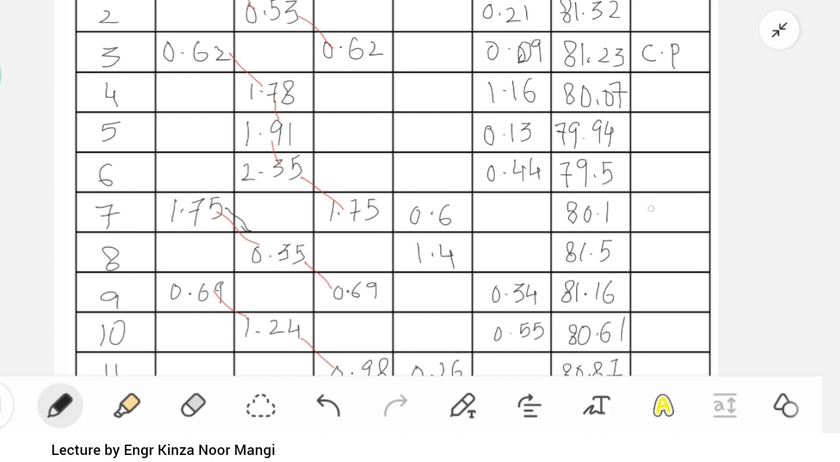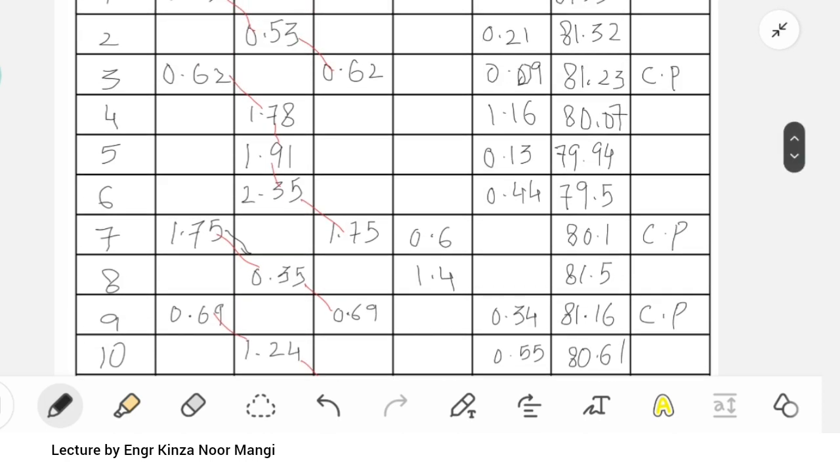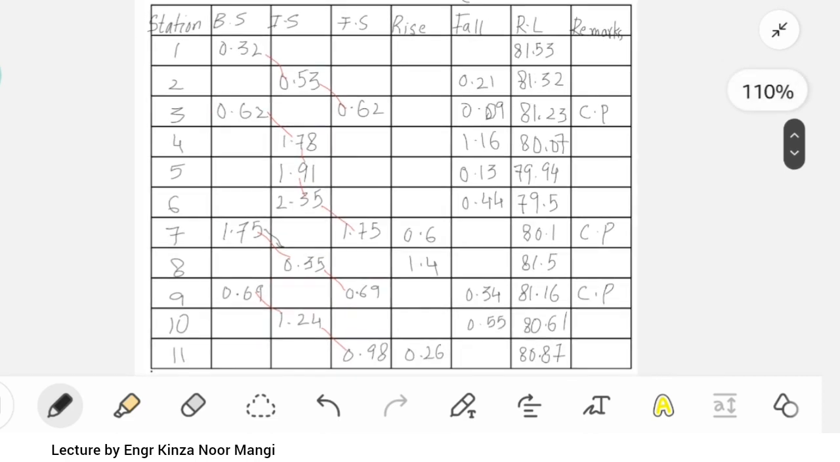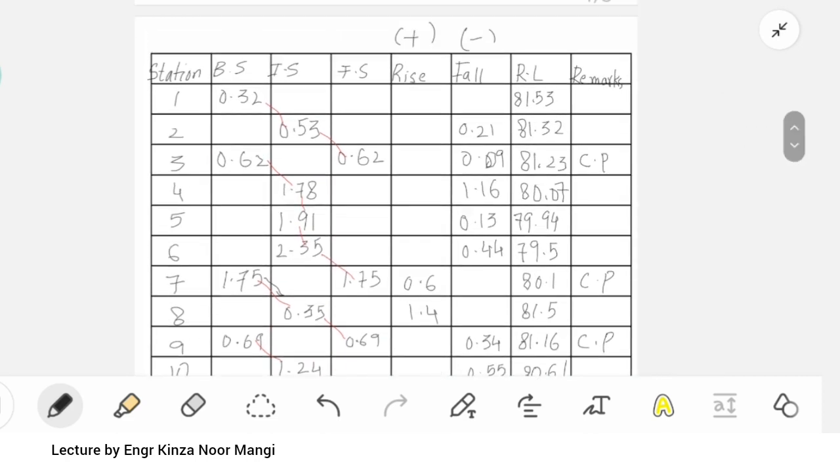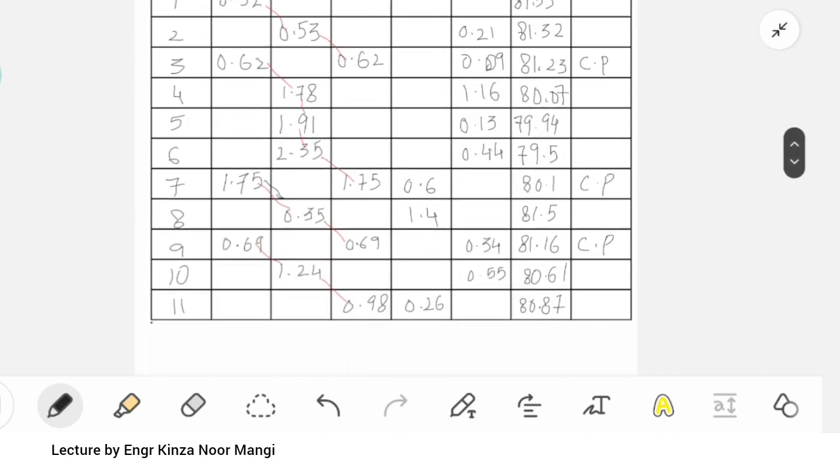Okay, now we forgot to mention the change points for other points. For 3 and 7 we mention remarks for the change point, and also for the 9 change point. Here the instruments were changed as mentioned in the question. So now we have done the 2 tasks which were asked in the question. First was to draw the level book, second was to find the reduced levels. Now next is to apply the arithmetic check.